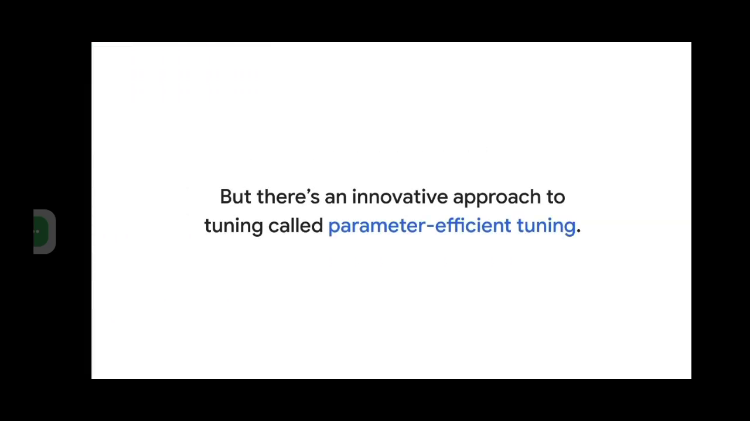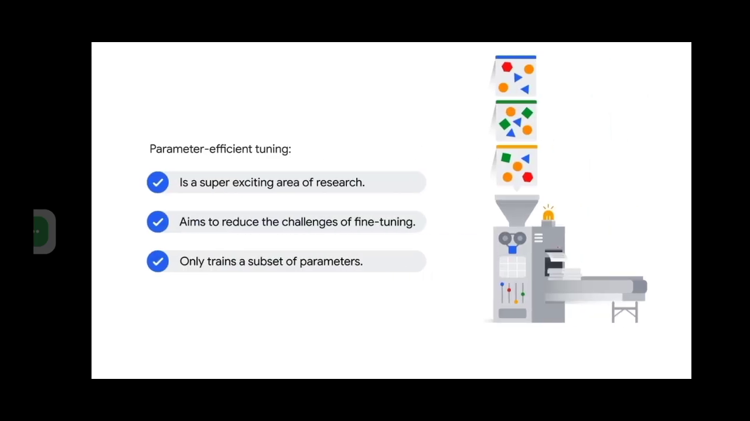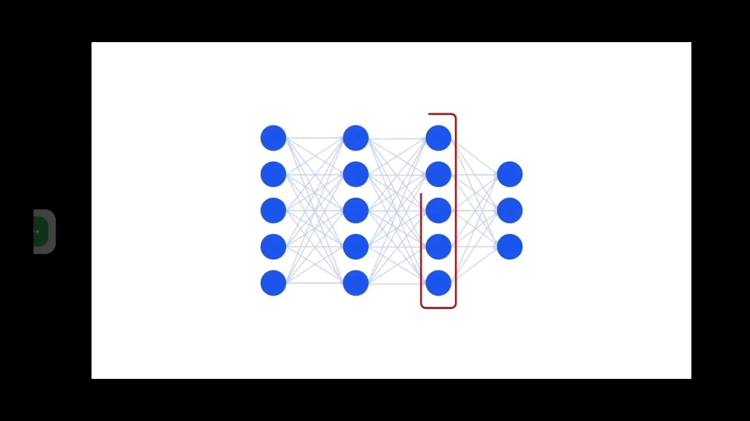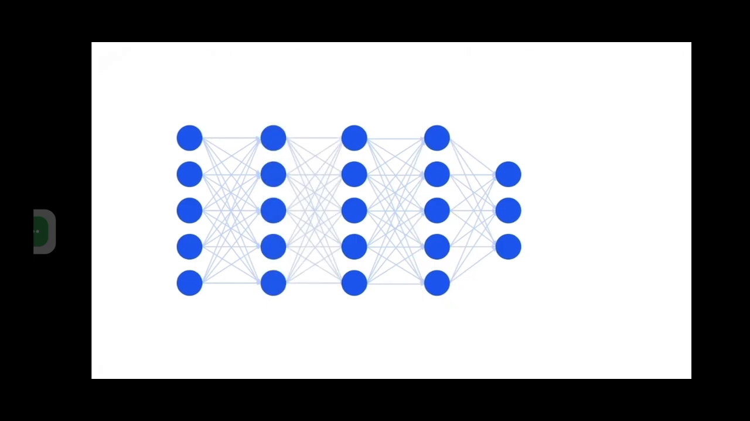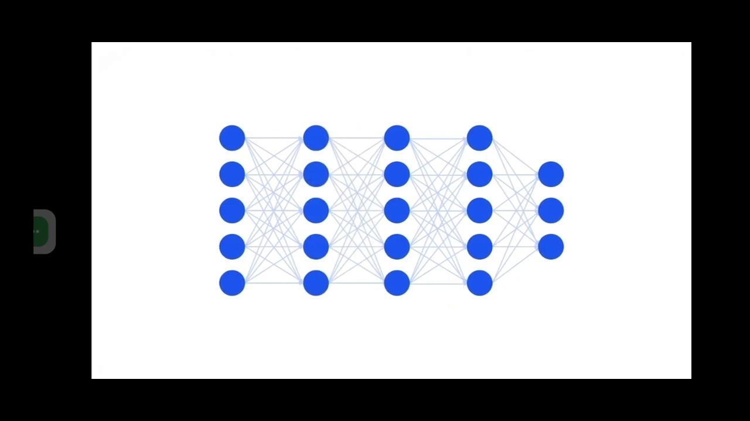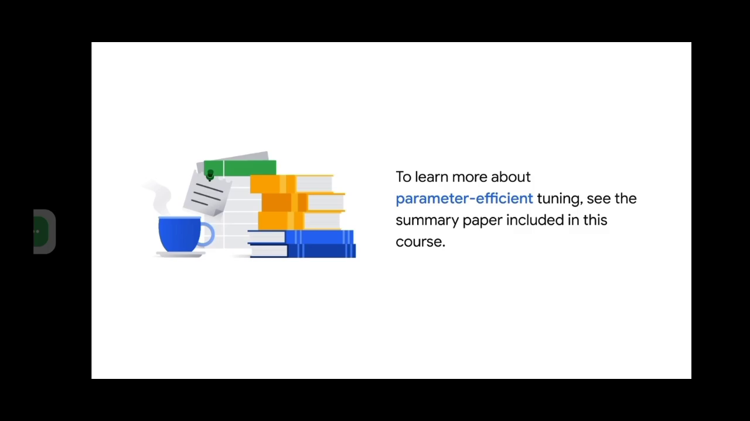But there's an innovative approach to tuning called parameter-efficient tuning. This is a super exciting research area that aims to reduce the challenges of fine-tuning LLMs by only training a subset of parameters. These parameters might be a subset of the existing model parameters, or they could be an entirely new set of parameters. For example, maybe you add on some additional layers to the model or an extra embedding to the prompt. If you want to learn more about parameter-efficient tuning and some of the different methods, a summary paper is included in the reading list of this course.